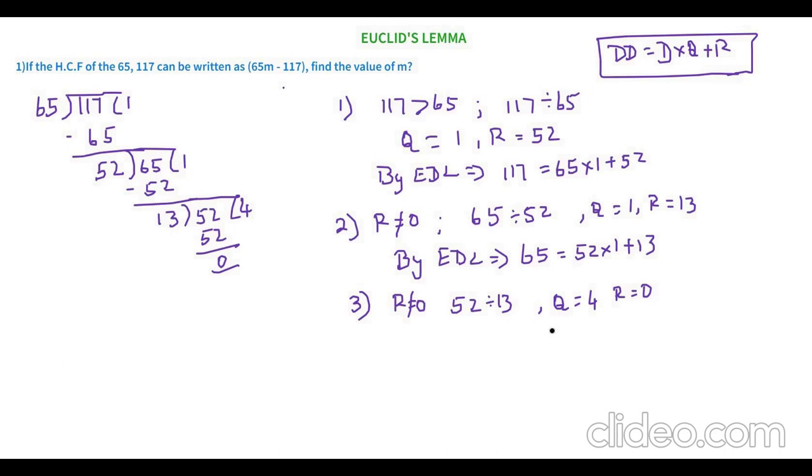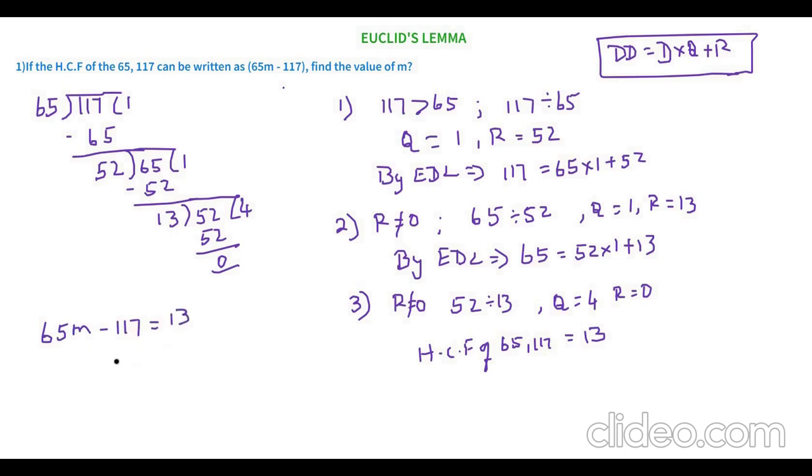Now since we have got the remainder 0, let's see what the HCF of these two is. The HCF of 65 and 117 is 13. So 13 is our HCF. Now let's see the second part which is given, that is 65m minus 117. So the HCF is written in the form 65m minus 117 equals 13.